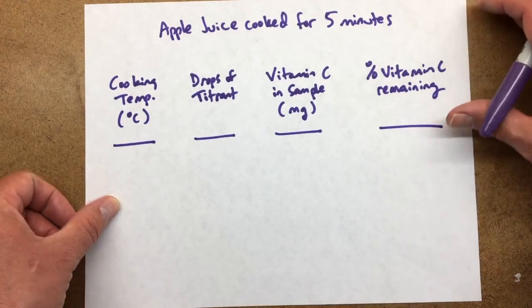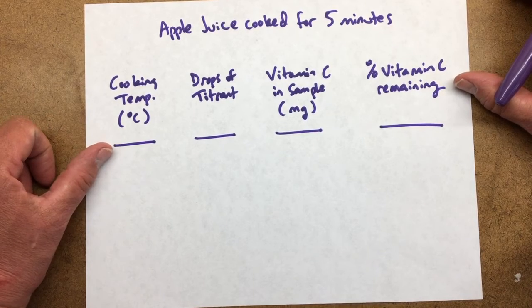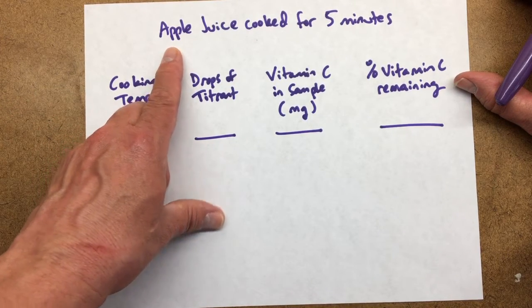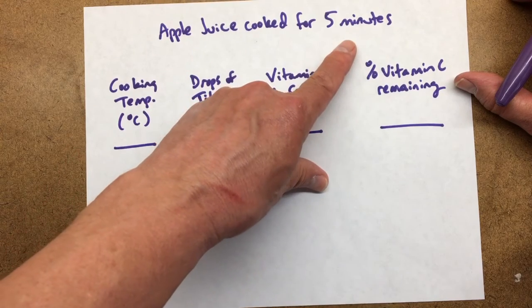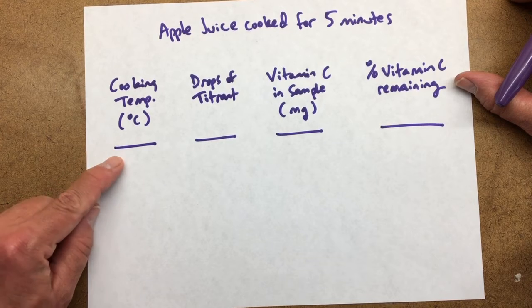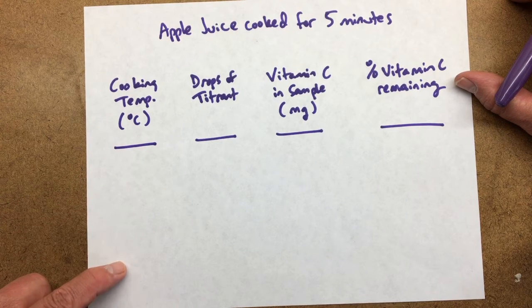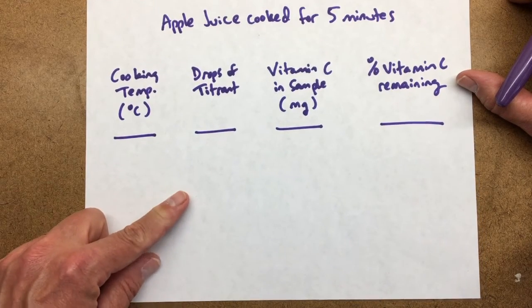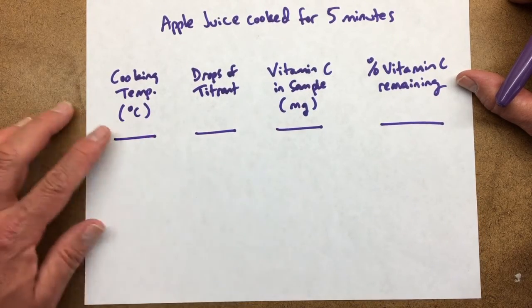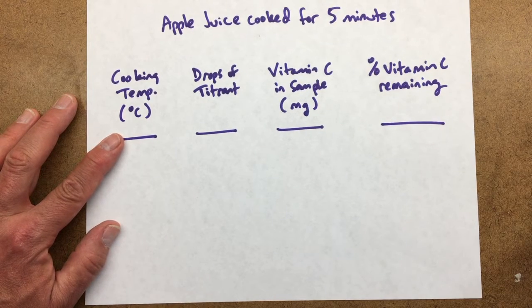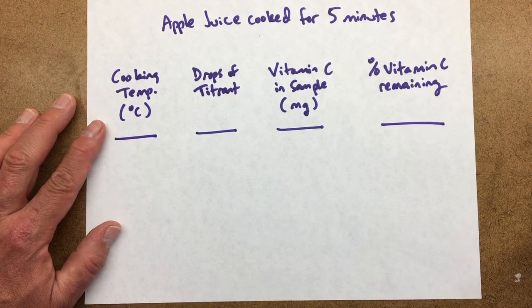You'll need to make the same looking data table, but this one is going to be about cooking the apple juice for the same amount of time, but at different temperatures. So I'm going to increase the temperature of cooking and do that for the same amount of time, and then I'll titrate to find out how much vitamin C was in each sample, and then you'll have to calculate how much remained after each one was cooked for the same amount of time, but at different temperatures.